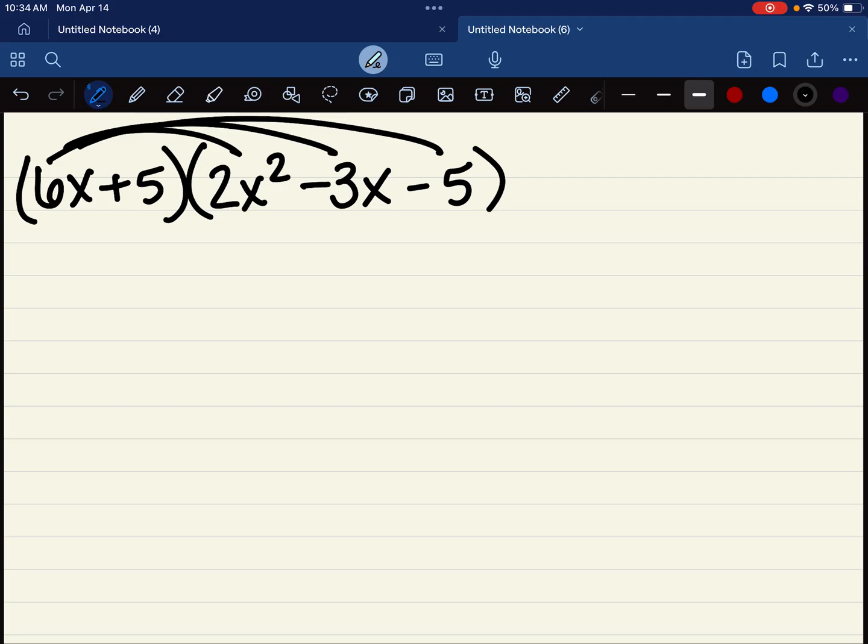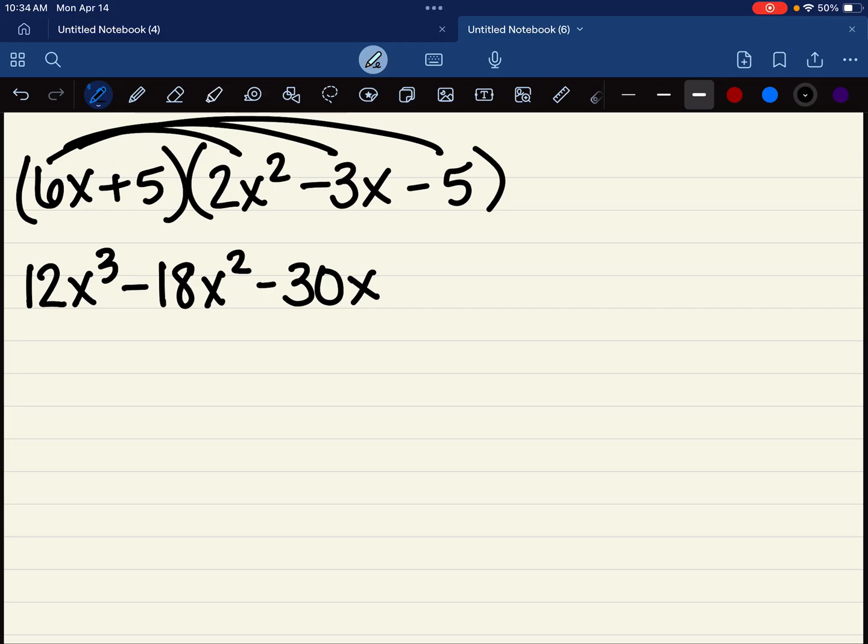12x to the third. Good. And then 6x times negative 3x. Minus 18x to the second. Good. And 6x times negative 5. Minus 30x. Good. Okay? So, I distribute the first term, and then, Reagan, what am I going to distribute next?